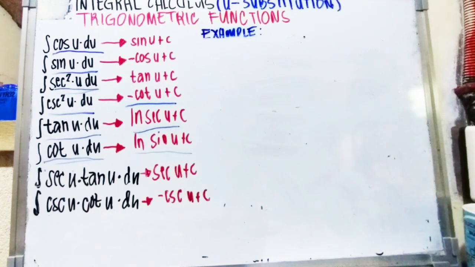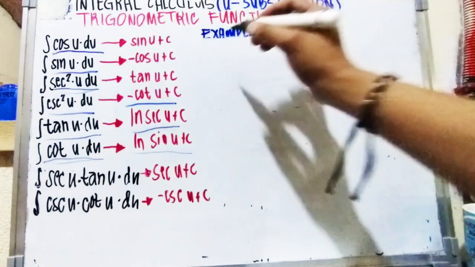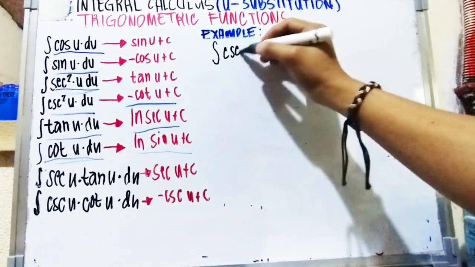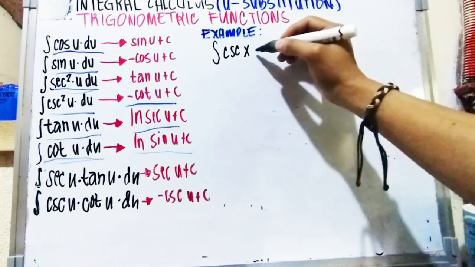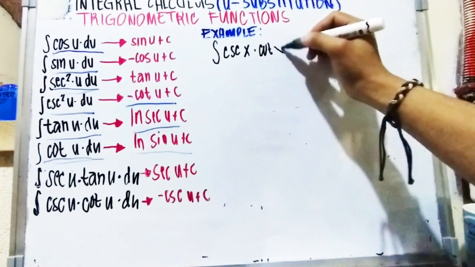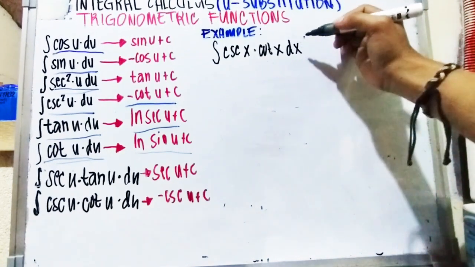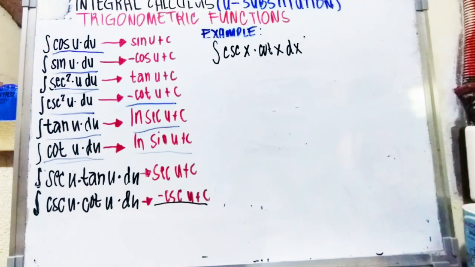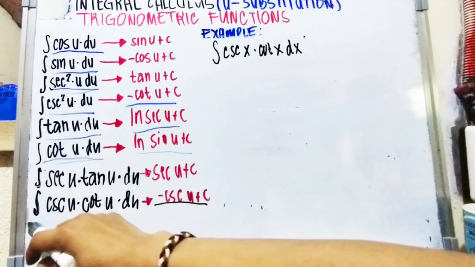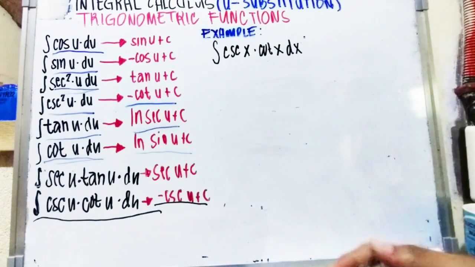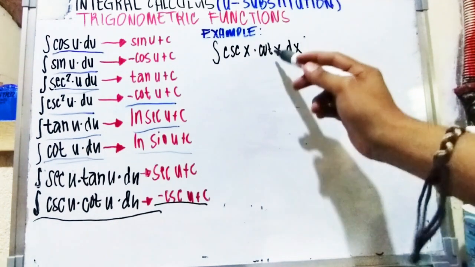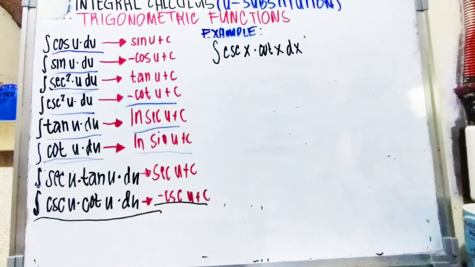Let's have our last example. Let's say, let us prove that the integral of cosecant x cotangent x dx is also equals to negative cosecant x plus c. Or let's prove this property na yung integral of cosecant u cot u du is negative cosecant u plus c through this example.